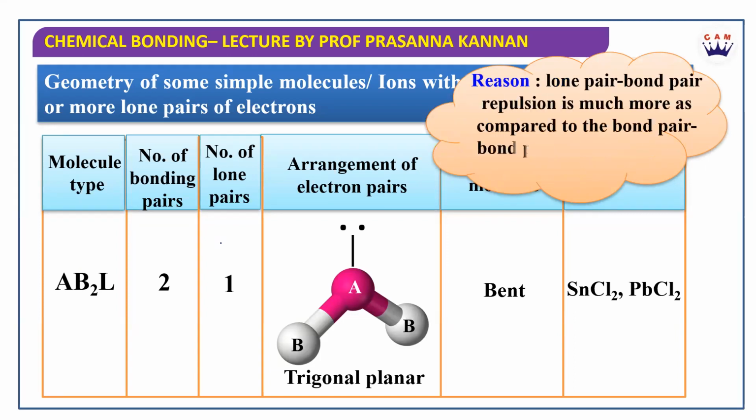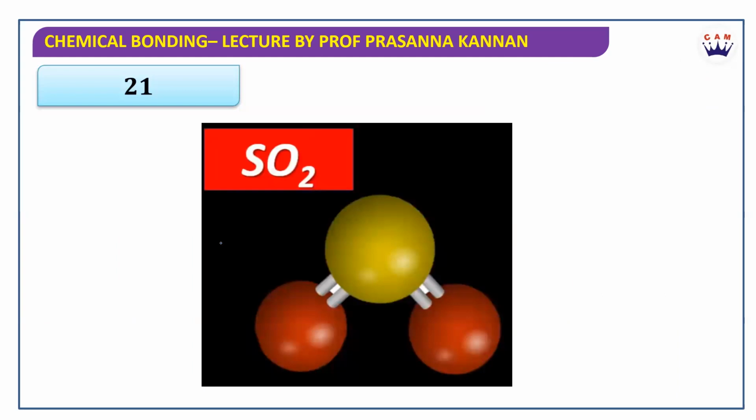So lone pair-bond pair repulsion is much more than bond pair-bond pair repulsion. So the bond angle will be reduced. Okay. One more example is sulfur dioxide. Of course, here there is a double bond, but there is a lone pair. 1 lone pair is there. This again is going to have what structure? Bent.